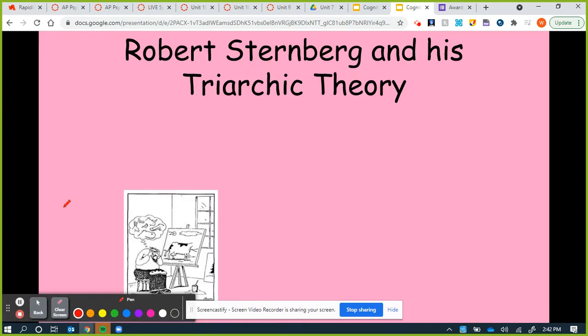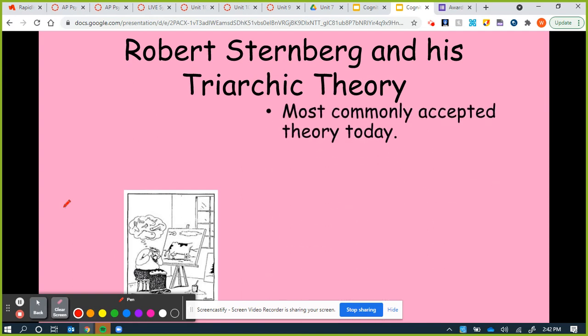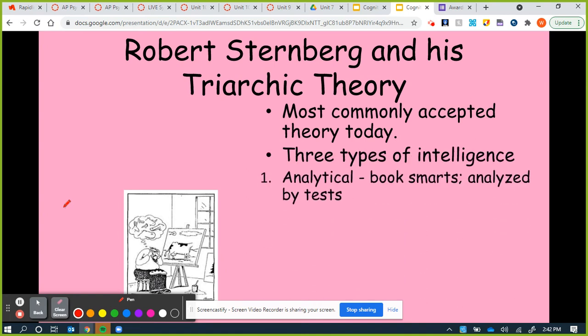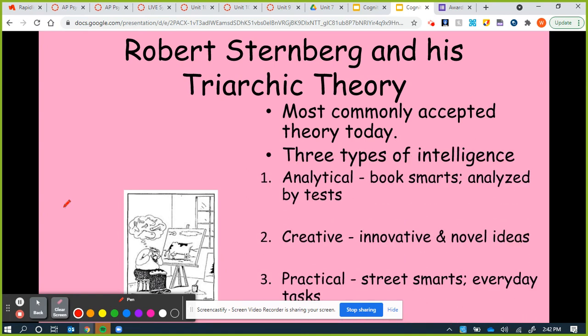All right, the theory of intelligence that is considered to be the most accurate now is Robert Sternberg's triarchic theory, which takes Gardner and makes it a little bit less specific. It makes the categories a little bit more broad. It takes 8 categories and narrows it down to 3. You can remember it as CAP, like your thinking cap.